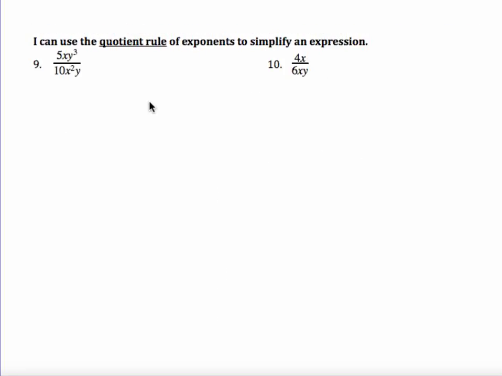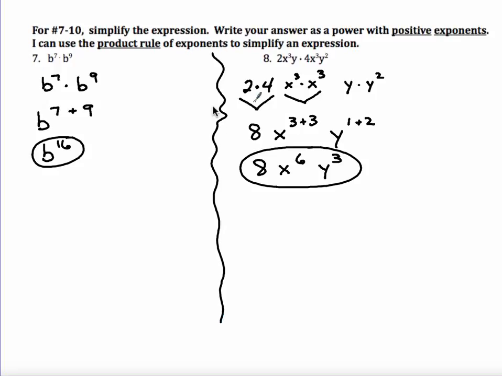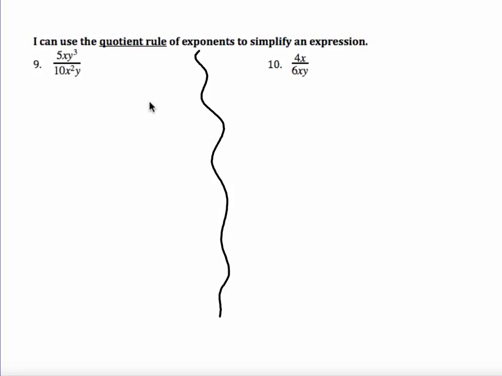Okay, so the quotient rule. Number 9 was kind of a tricky one for us. I'll go ahead and split this down the middle. Just like we did with number 8, we put our like pieces together, our numbers with our numbers, x's with x's, y's with y's, and so on. I'm going to do that same thing and separate this out. I've got 5 over 10, and that's just a fraction.